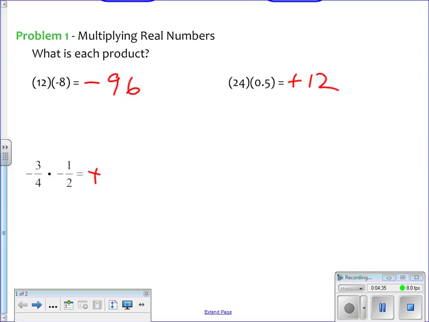Okay. Now, multiplying fractions. If you can reduce before you multiply, you can cross-cancel and reduce beforehand. I can't. Nothing in the numerators reduces with anything in the denominators. So what do we do? Just multiply straight across. 1 times 3 is 3. 4 times 2 is 8. Multiplying is the easiest thing there is to do with fractions. Just multiply straight across.